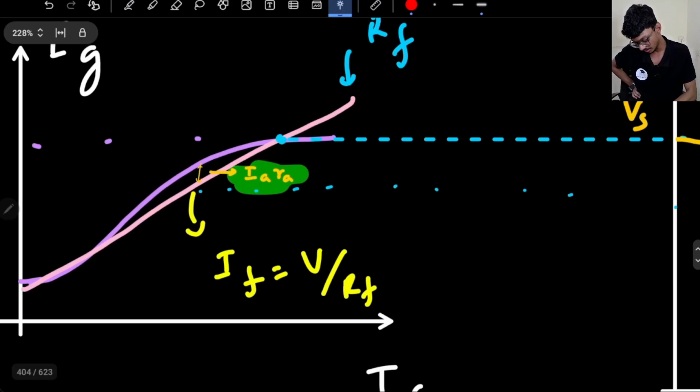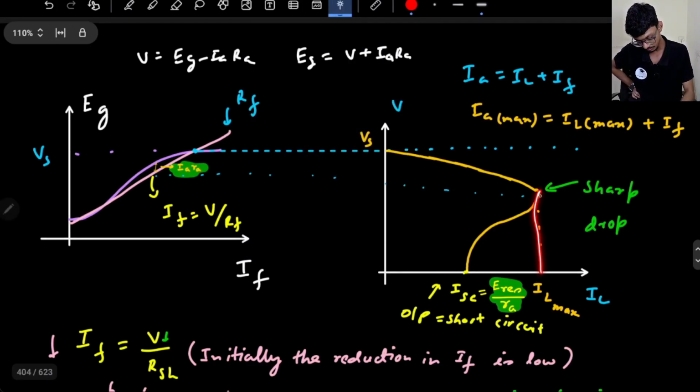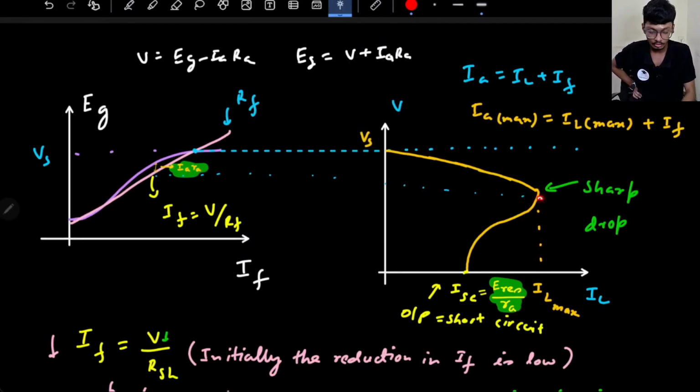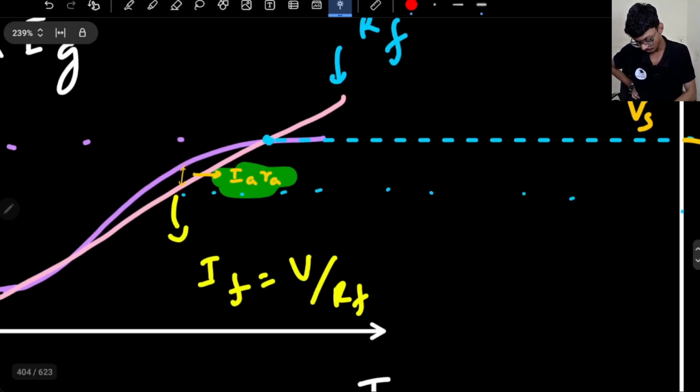If you want to find out the maximum armature current, you will first extend this point and connect it here, because this is the point where the current can be highest. After this, due to the positive feedback, the voltage further reduces, giving the drooping characteristics. So this is the maximum point. This I will extend to the open circuit line and connect here.